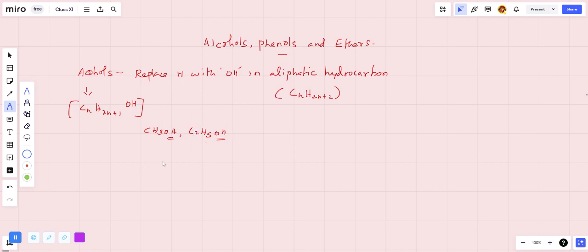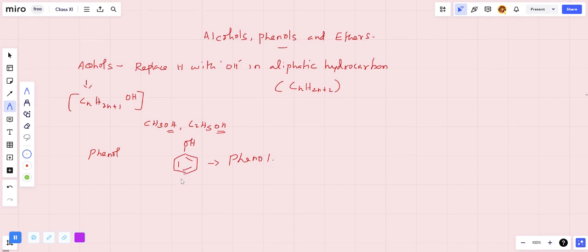But what about the phenol? Phenol is an aromatic compound. So this is benzene. Benzene is an aromatic. So with OH, this is phenol. Okay, so this one is phenol. Here the H is replaced by an alkoxy or an aryl oxy group. Okay, so this is phenol.